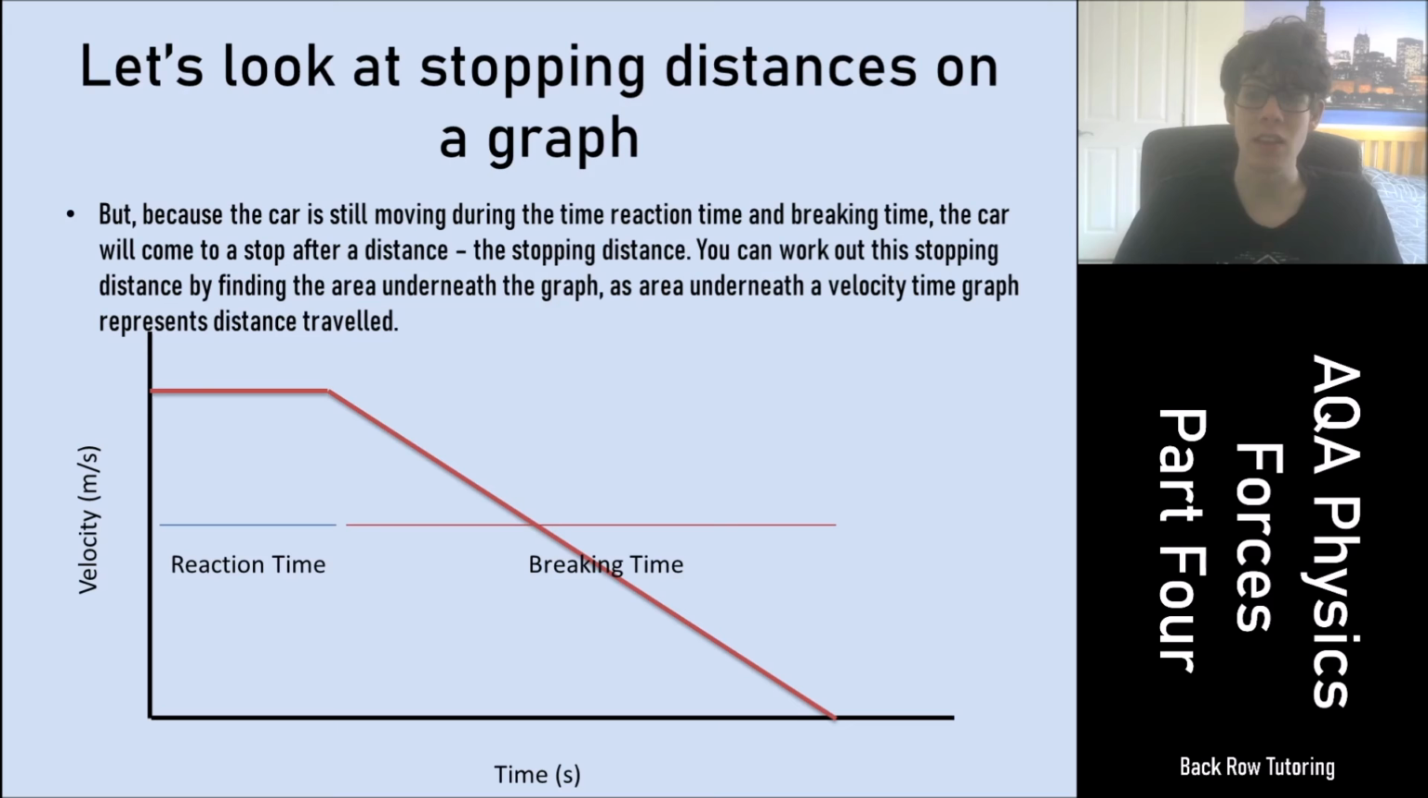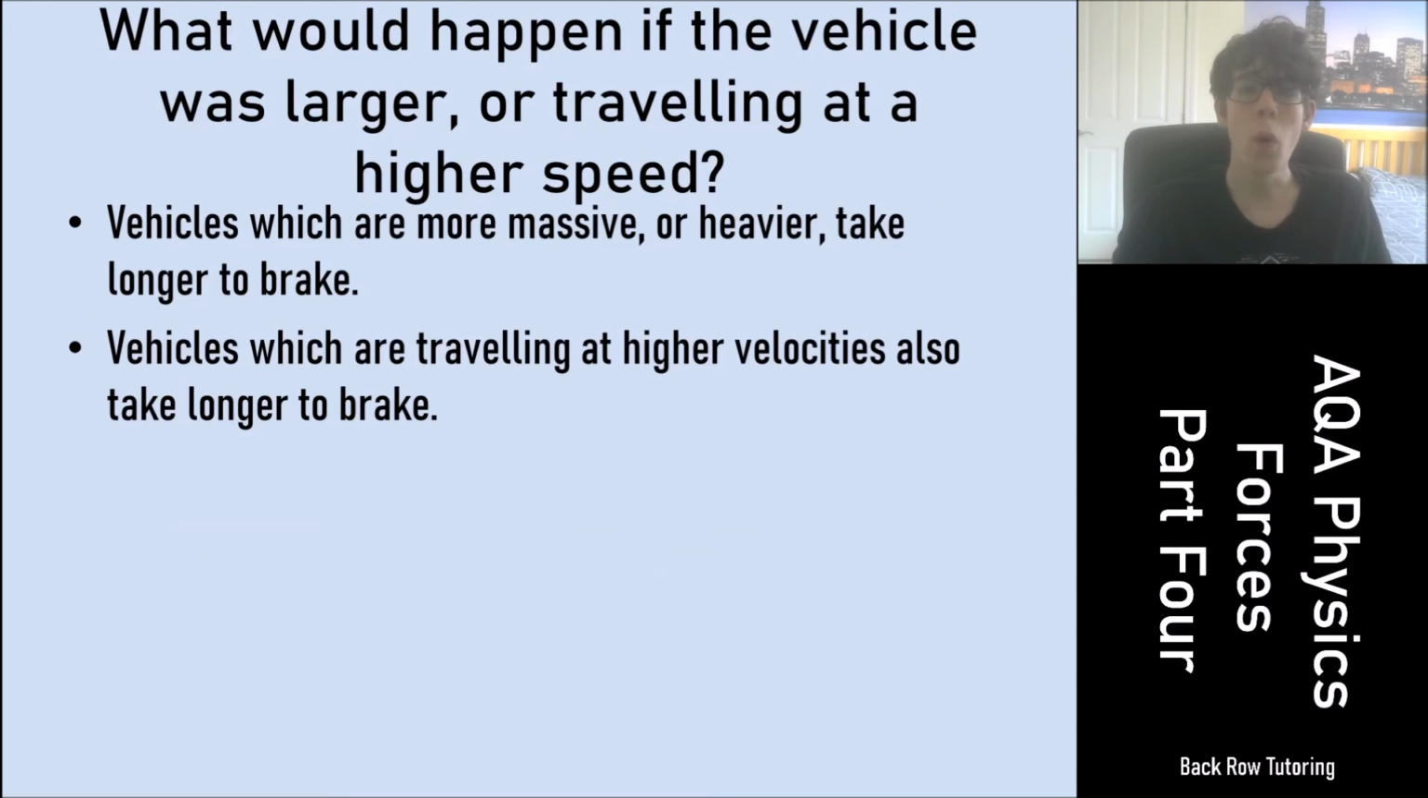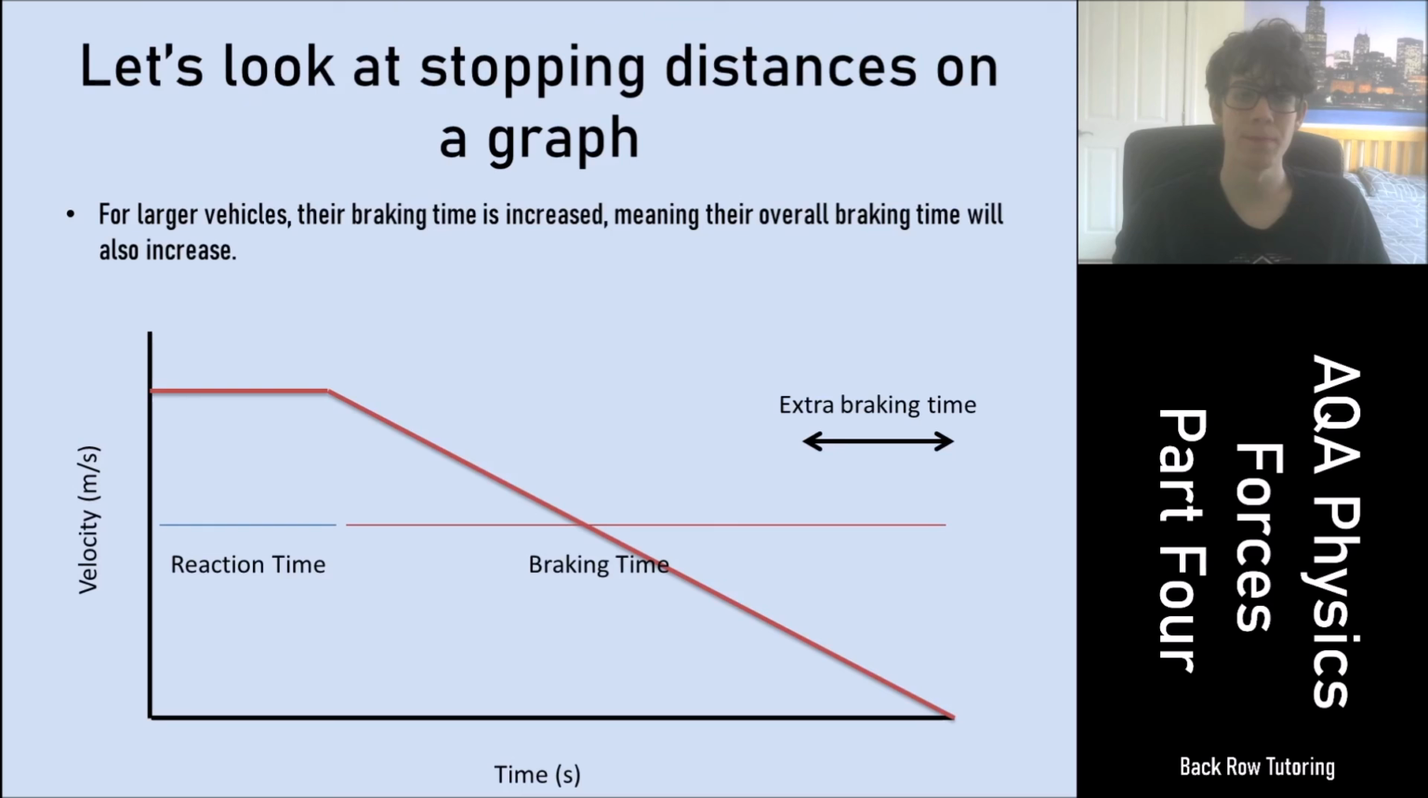This area underneath the velocity time graph represents distance travelled. What would happen if the vehicle was larger or travelling at a higher speed? Vehicles which are more massive or heavier take longer to brake. Vehicles which are travelling at higher velocities also take longer to brake. So let's look at stopping distances on a graph again. For larger vehicles, their braking time is increased, meaning their overall braking distance will also increase.